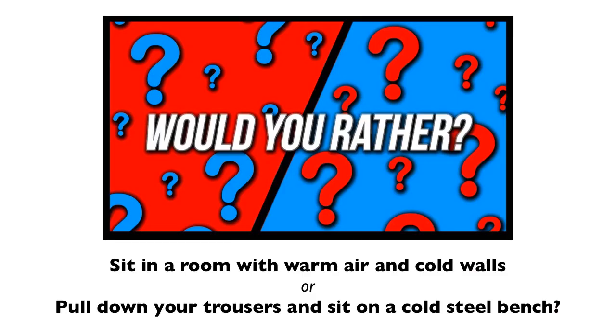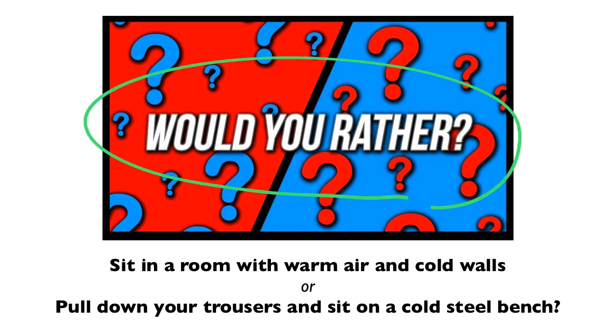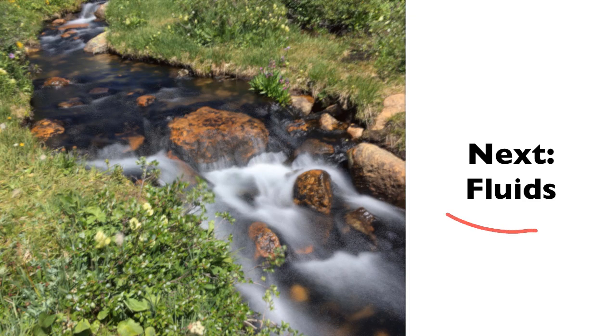But now back to this question. Would you rather sit in a room with warm air and cold walls or pull down your trousers and sit on a cold steel bench? Of course, there are some quantitative details here. There are some numbers. But it turns out sitting on the cold steel bench meant you lost energy at a rate of 100 watts. Sitting in a room with warm air and cold walls meant you lost energy at a rate of 235 watts. And so this one is actually apt to be less comfortable, which is kind of amazing. And it just speaks to the importance of radiation as a heat transfer mechanism. Important, but underappreciated, and extremely important for the fate of the planet, which is something that we'll talk about in a future set of slides. But first, we need to talk about fluids, and that is going to be our next big topic.